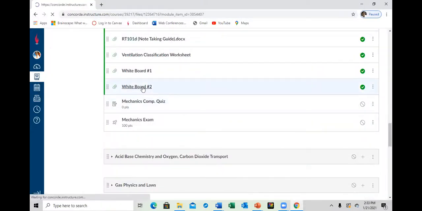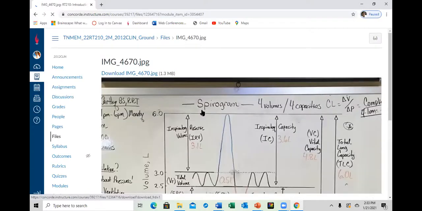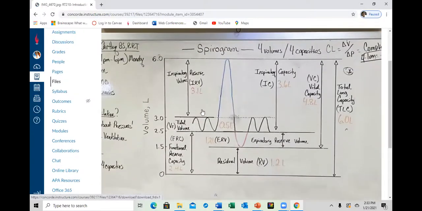And whiteboard 2. This was the one I was just showing you, like you have on the board now. This has a little bit more information because it tells you how much is in each one. For instance, inspiratory reserve volume is 3.1 liters. You have to know what it is, how to define it, and how much it is.